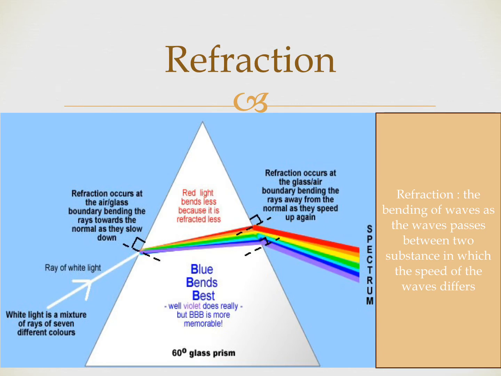By now you know that when light waves bounce off an object, we call this reflection. We have another term. You guessed it right, refraction. Refraction is the bending of waves as the waves pass between two substances, in which the speed of the waves differ. So, refraction is the bending of a wave as it passes at an angle from one substance or material to another.